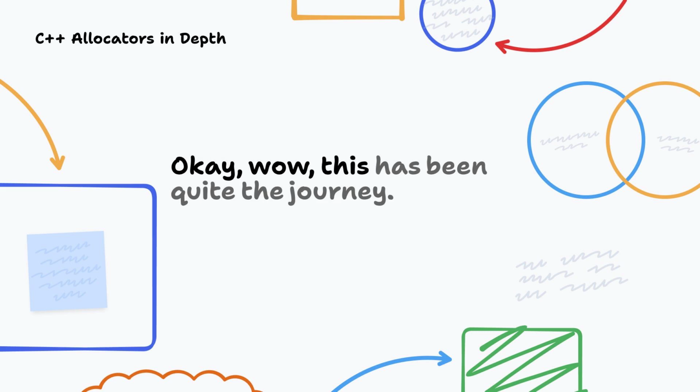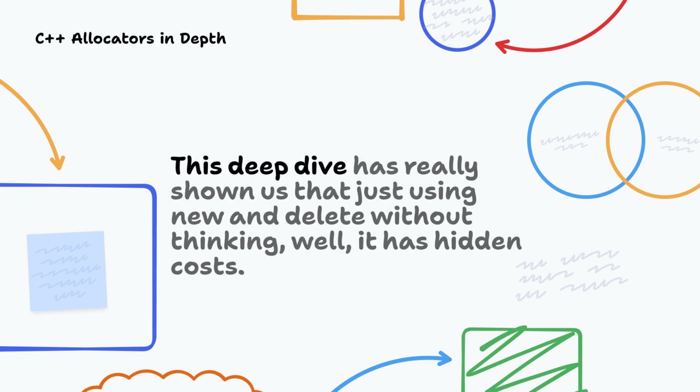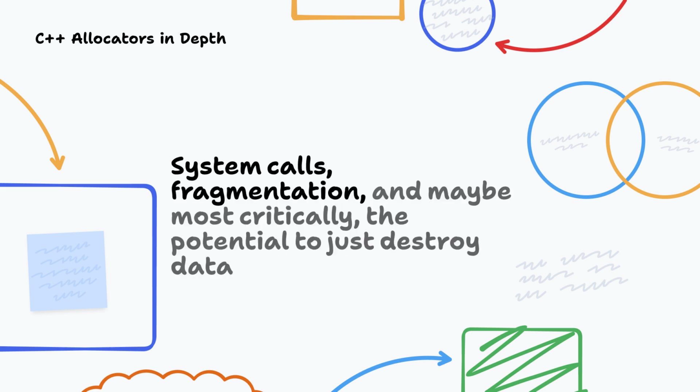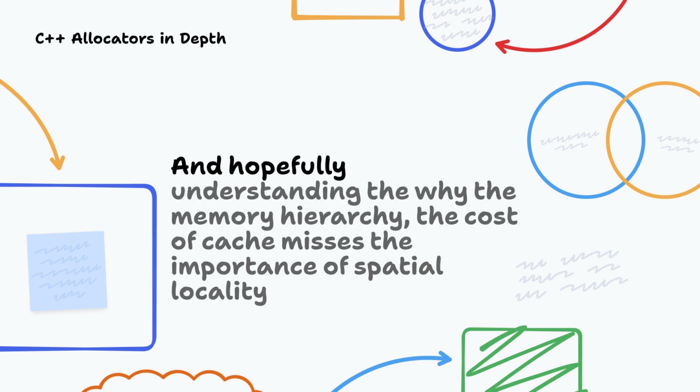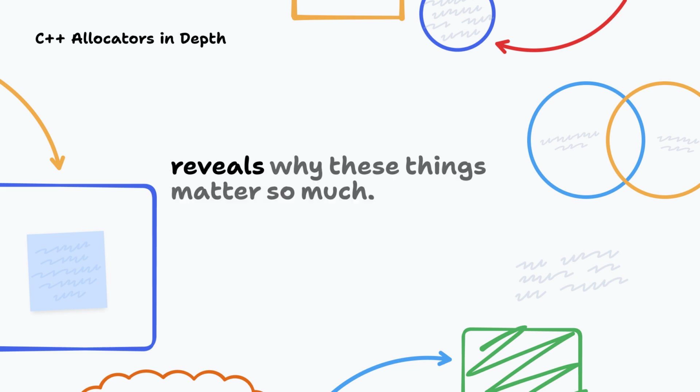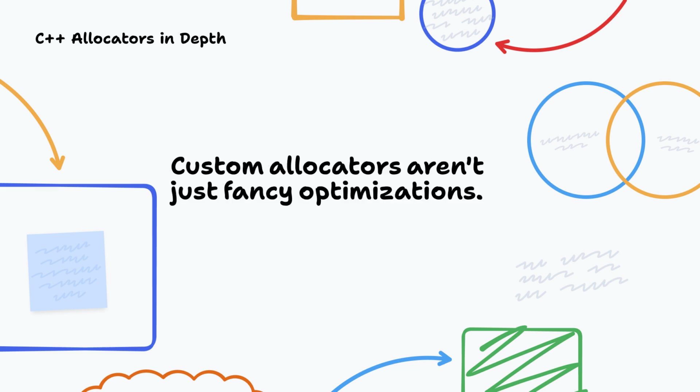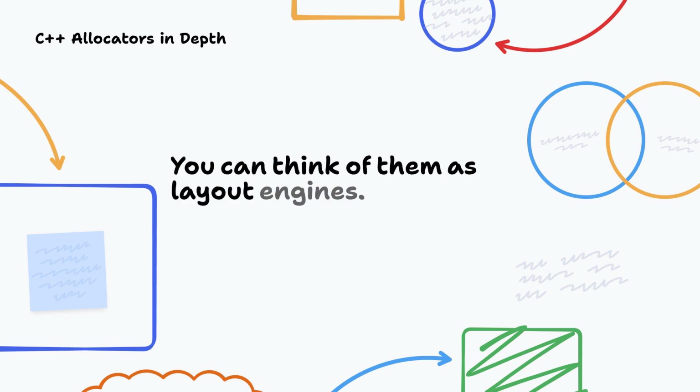Okay, wow. This has been quite the journey. This deep dive has really shown us that just using new and delete without thinking has hidden costs: system calls, fragmentation, and maybe most critically, the potential to just destroy data locality and kill CPU cache performance. Absolutely. And hopefully, understanding the why, the memory hierarchy, the cost of cache misses, the importance of spatial locality, reveals why these things matter so much. Custom allocators aren't just fancy optimizations. You can think of them as layout engines.